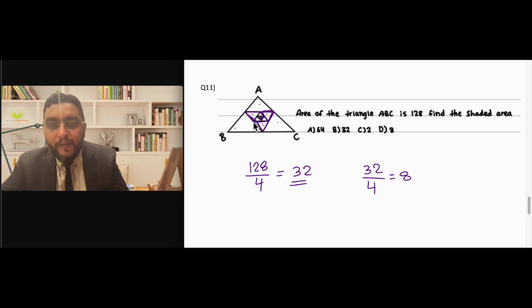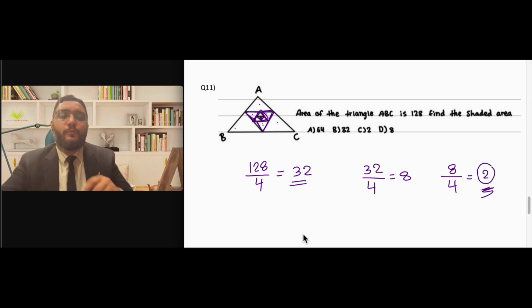Also we have this triangle. We have 4 congruent triangles inside it. So we will divide 8 by 4. So the area of the smallest triangle is what? Is 2.